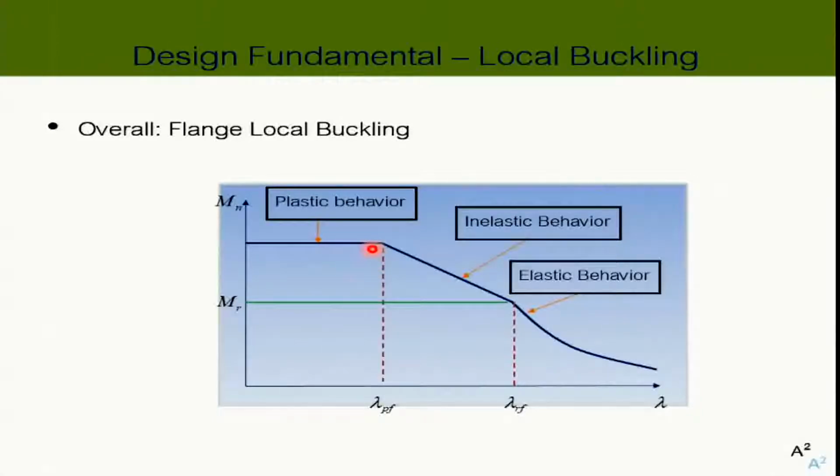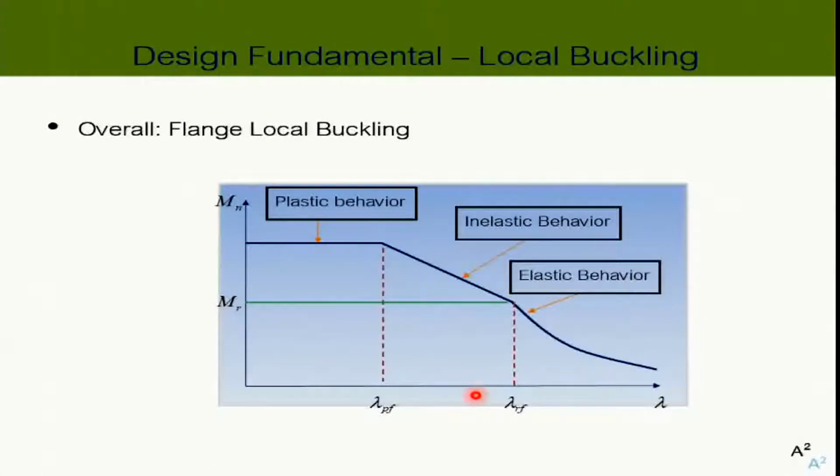Okay? I have to say this because plastic is true. Slender is true. This is the exact solution coming from the plate solution. That is also true. We proved that with stress distribution. This is just the connecting point. So this is the overall picture of flange local buckling, depending on the slenderness ratio of the flange itself.